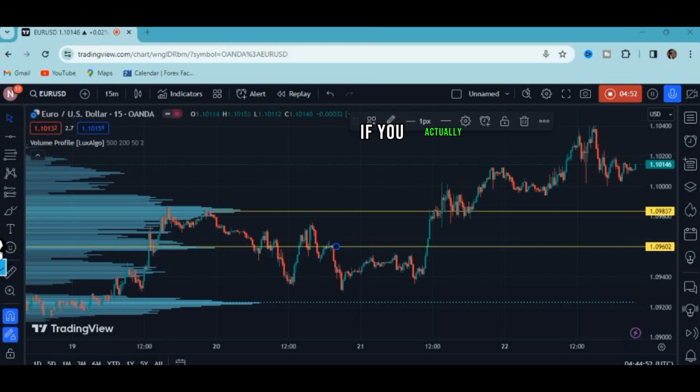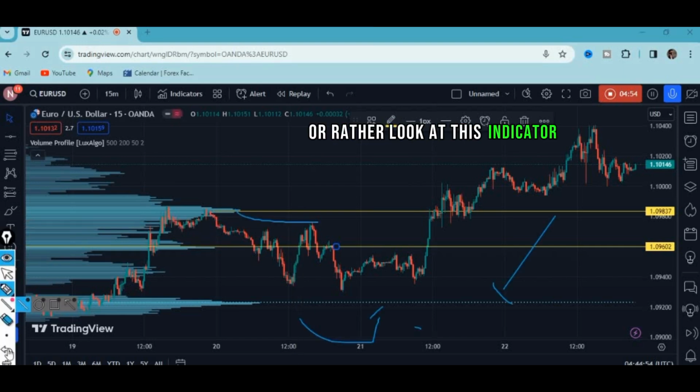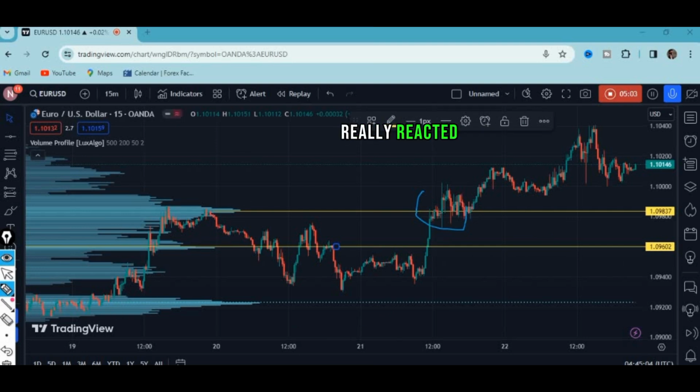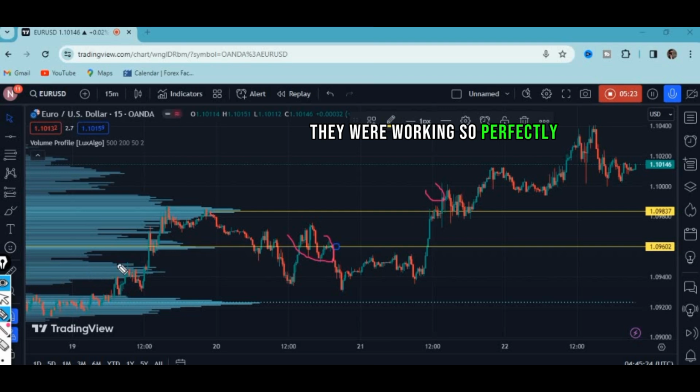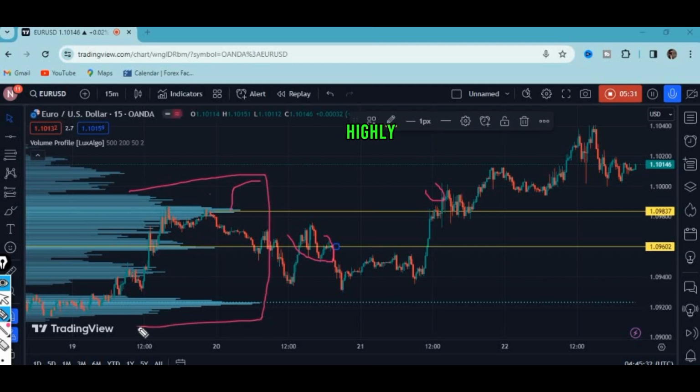If you look at this indicator, you will realize that prices really reacted to these levels over here. They were working so perfectly. These levels are called your points of interest, and you can see the volume profile shows you the highly traded volumes. These volumes are whereby smart money have laid their orders.